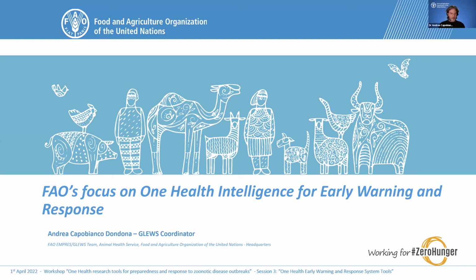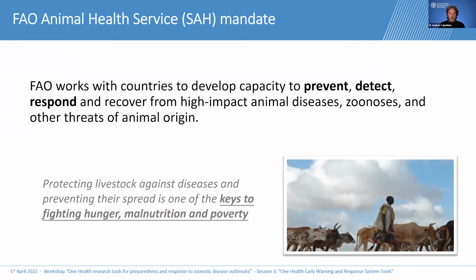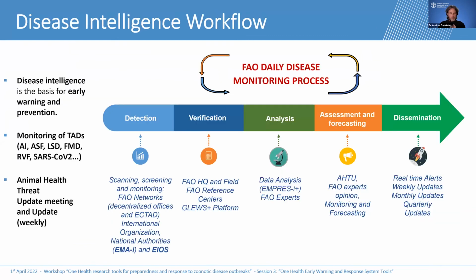I want first to start with presenting the mandate of the FAO Animal Health Service, because FAO works with countries to develop capacity to prevent, detect, and respond, as well as to recover from high-impact animal diseases, including zoonoses and any other threats of animal origin. All these actions are key to fighting hunger, malnutrition, and poverty.